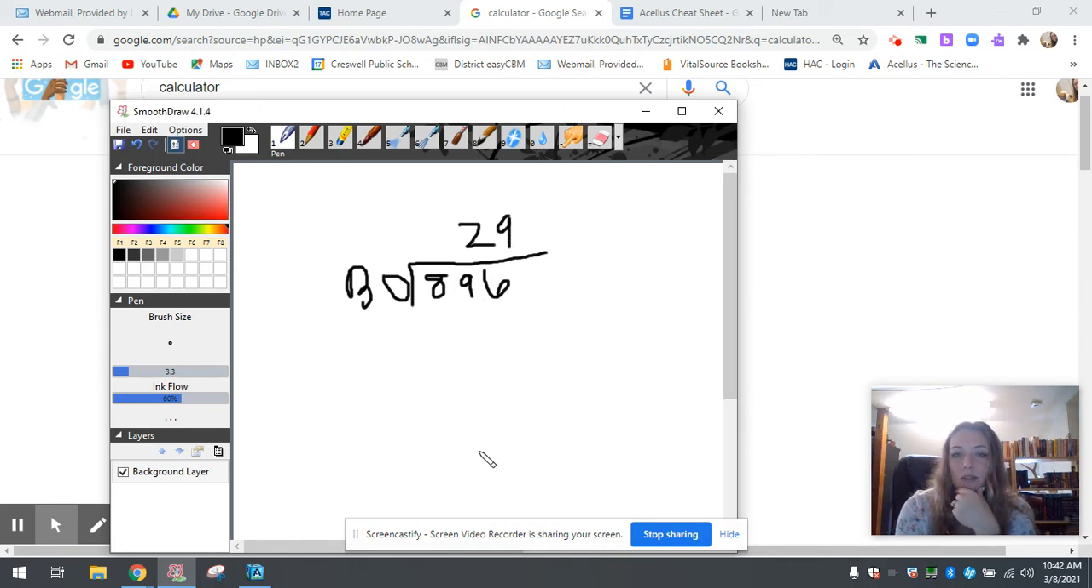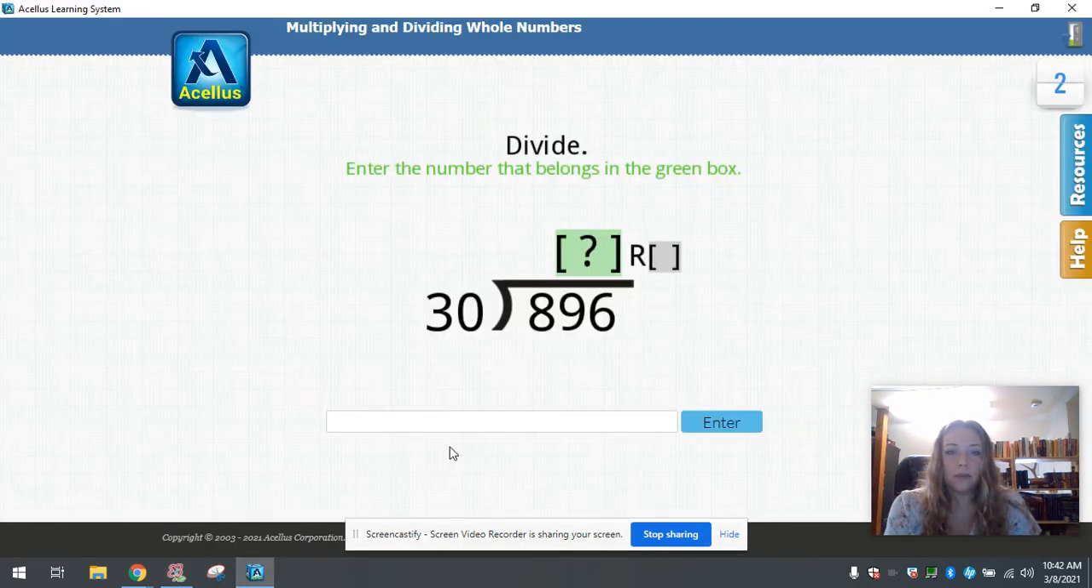What this division problem is saying is like 896, let's say, students, and I want to put them in 30 groups. My answer tells me how many students will be in each group. So I'd have 29 students in 30 groups, but I'd also have some students left over that don't quite make this whole complete group. So now I type in my 29.